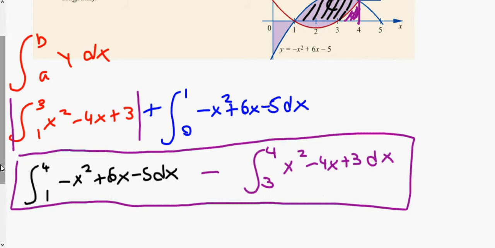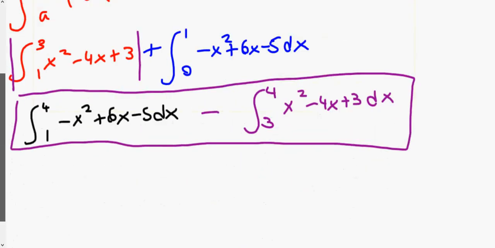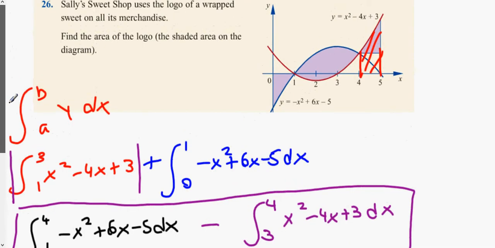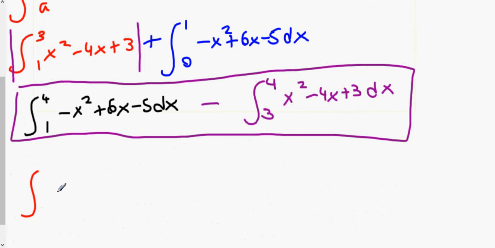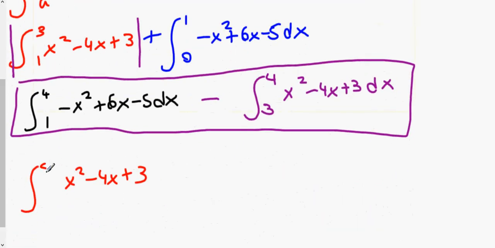And finally, to find the area of this region here, which we will now call area E. We're going to get the area of all this here to be area E. So area E is going to be the integral of the u-shaped graph, so it's going to be x squared minus 4x plus 3, and that's going to be from 5 to 4. Okay, and that's it, dx as well.